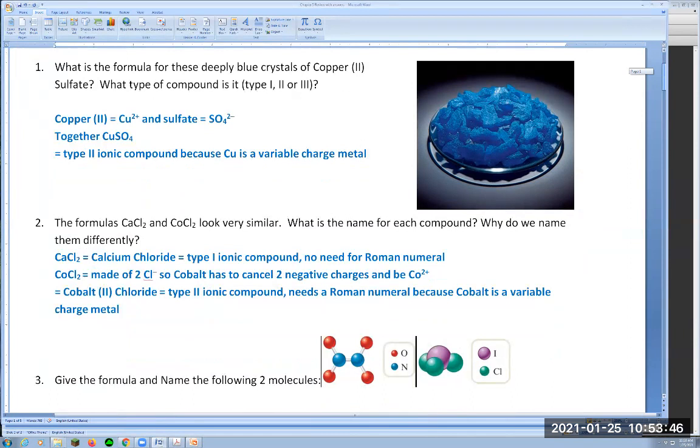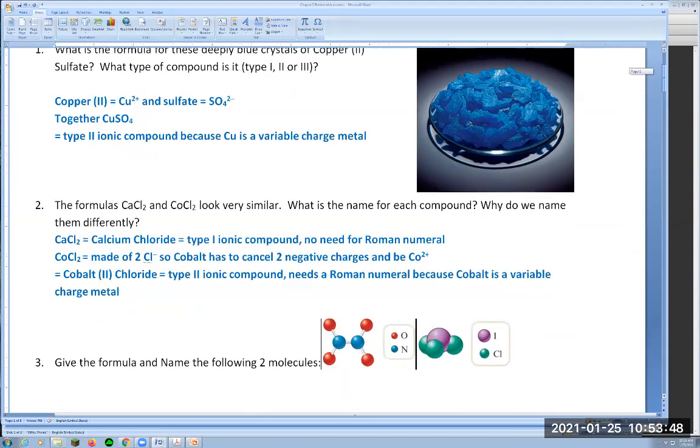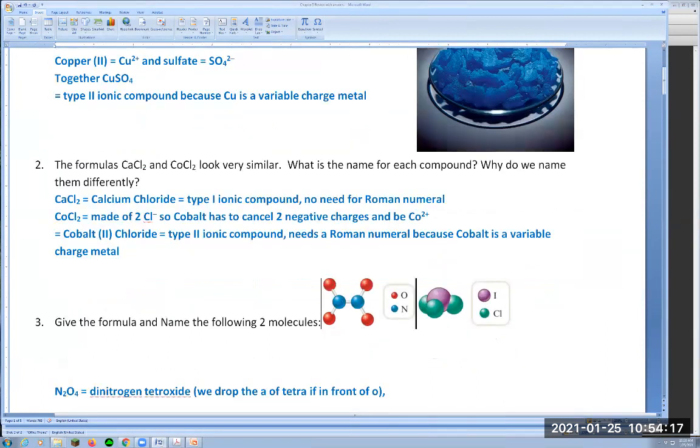So we are doing question 3 now. Give the formula and name of the two following molecules. You have these molecules and a key to tell you what color of sphere is what kind of atom. We'll start with the first one, which has two blue spheres bonded together, and then there are two red spheres bonded to each of the blue.